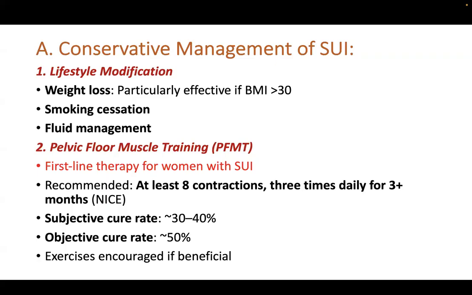If the patient is obese, BMI more than 30, in that case, weight loss, smoking cessation, and fluid management are the initial lifestyle management. Then pelvic floor muscle training. It is the first line therapy for women with stress urinary incontinence. It is a very important exam question. It came several times in the exam before.